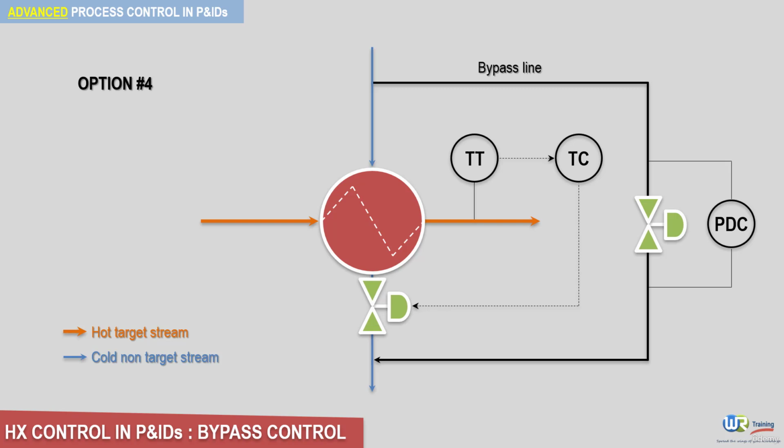The situation where it is a big advantage to use a PDC on a bypass line is where you have a number of heat exchangers operating in parallel. If you didn't use a PDC, you would have to have a bypass line with a control valve for each and every heat exchanger. However, if you use a PDC, you only need to install one bypass line across the whole bank of parallel heat exchangers with one control valve.